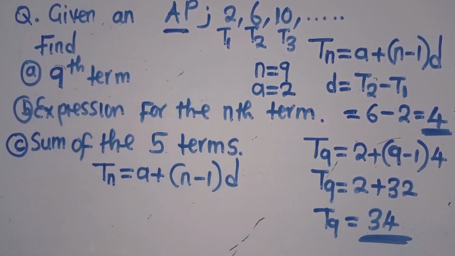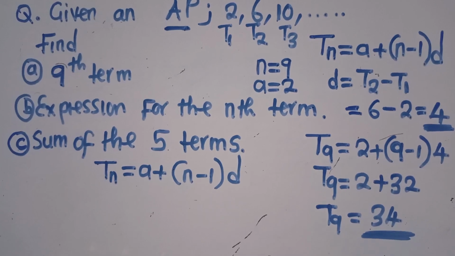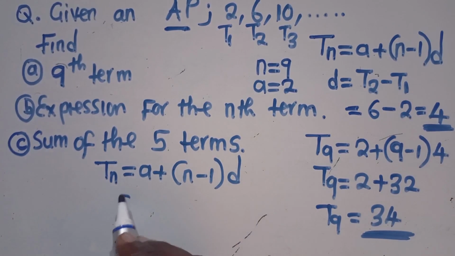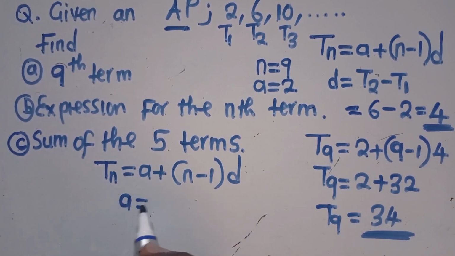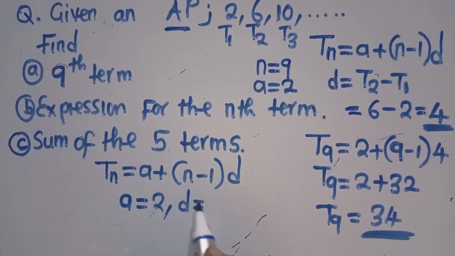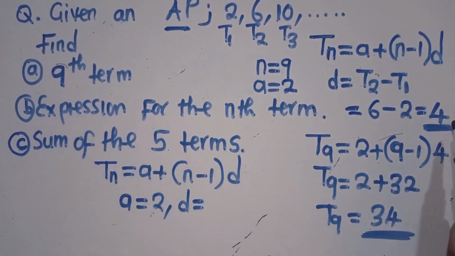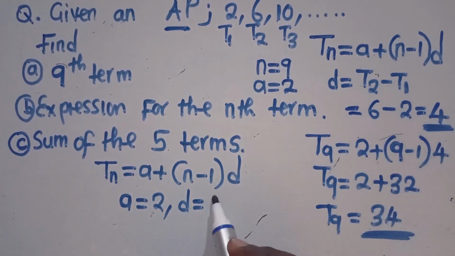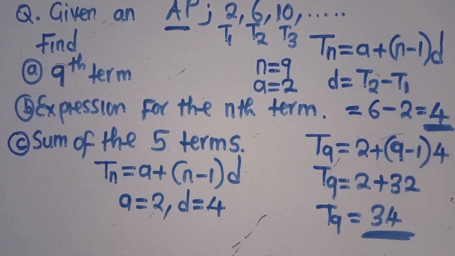For you to find the expression for the nth term, you just need to find the what? The value of A. What is our A in that expression? Is 2. What is our common difference? Common difference we've solved, so no need of solving again. Which is 4. So these are two important things that we get to consider each time you want to find the expression for the nth term.